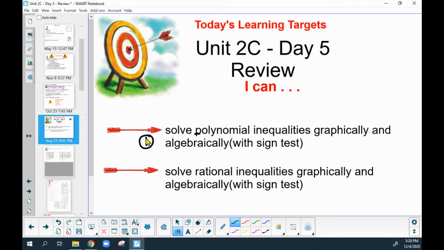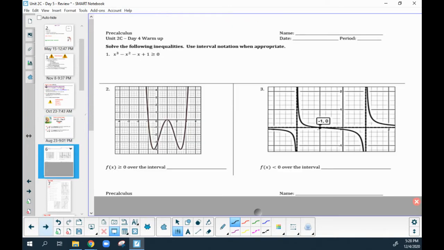Most of the ones we're going to be doing are polynomial, but there may be a few with the rational graphs being broken up. So the major topic is number one, but please be aware that I might give you a graph like a rational, and you may need to do that as well. So talking about that graph, I'm going to look at numbers 2 and 3 on this page here. Both of these are graphs. The first one is a polynomial and the second one is a rational.